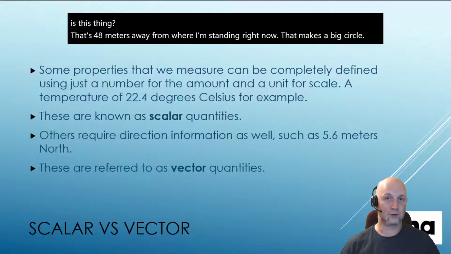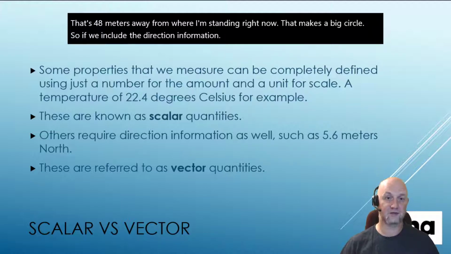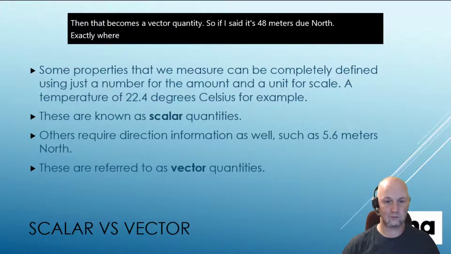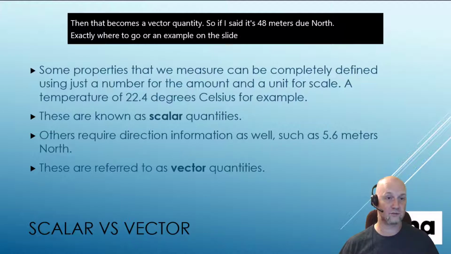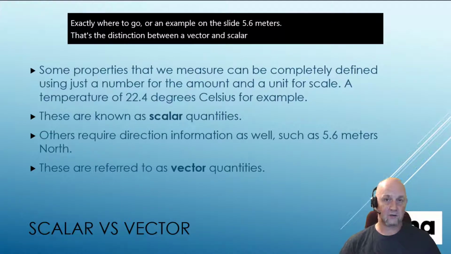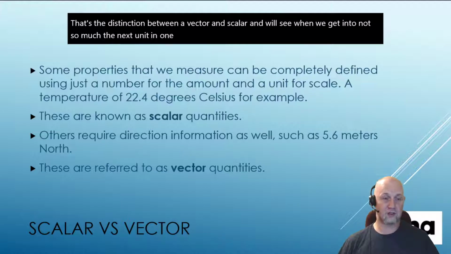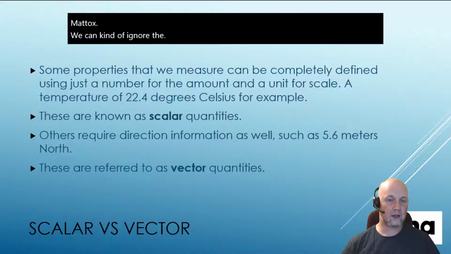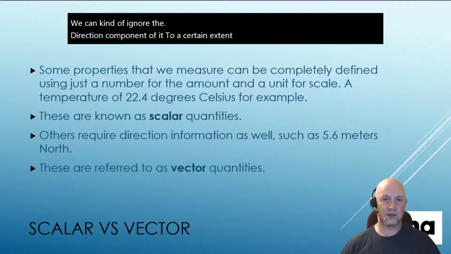So if we include the direction information, then that becomes a vector quantity. So if I said it's 48 meters due north, now you know exactly where to go. Or in the example on the slide, 5.6 meters. So that's the distinction between a vector and a scalar, and we'll see when we get into the next unit, what we call one-dimensional kinematics, we can kind of ignore the direction component of it to a certain extent, because we're only going to be going in one dimension.